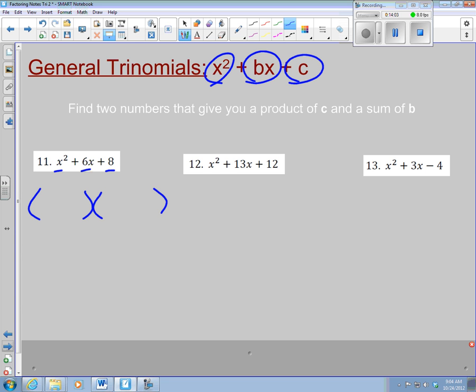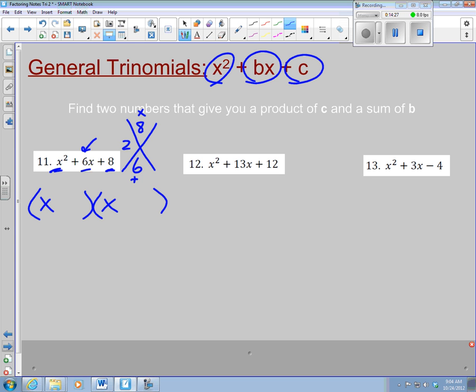And it's really simple to get x squared. That's x and x. But now what we do is, here's my c. We want to find factors of 8. In other words, what would you multiply to get 8? But then right here, the number in the middle, the b, or the number in front of x, what would you add to get 6? Now, factors of 8 are 1 and 8. That's not going to work.